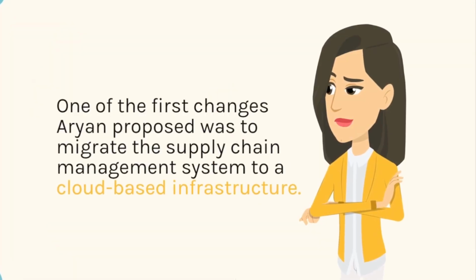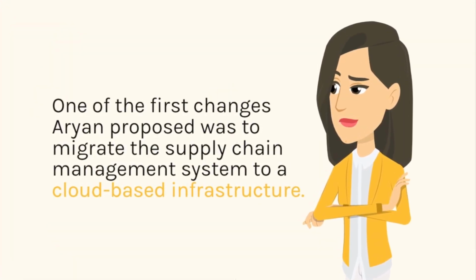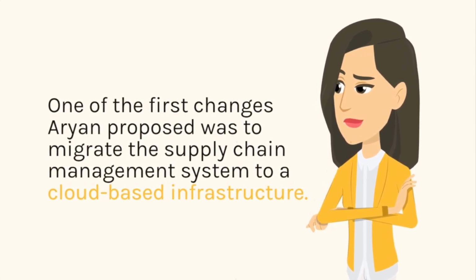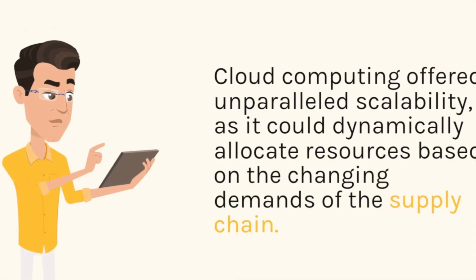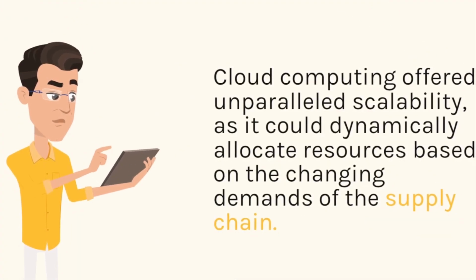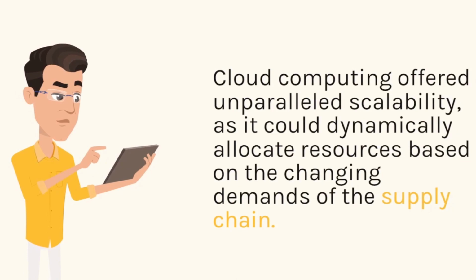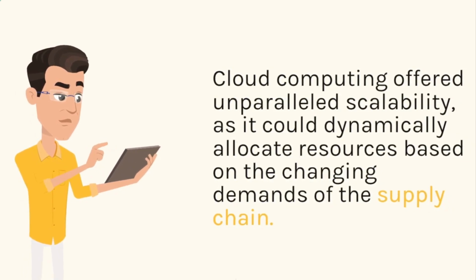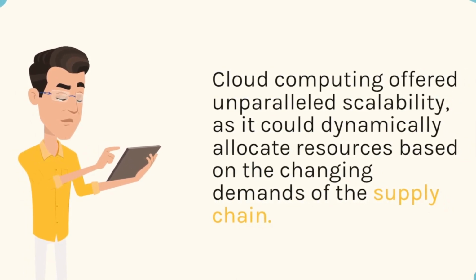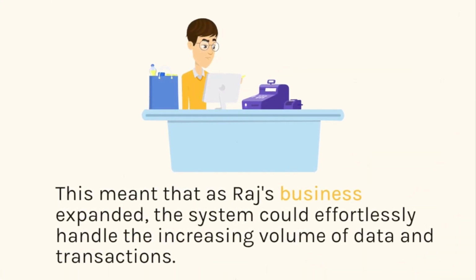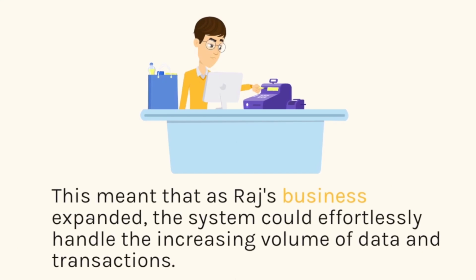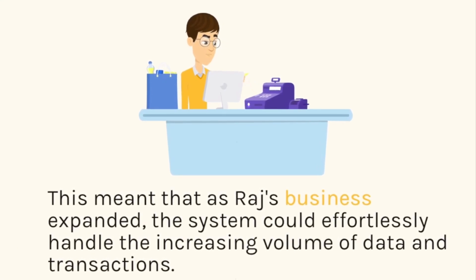One of the first changes Aryan proposed was to migrate the supply chain management system to a cloud-based infrastructure. Cloud computing offered unparalleled scalability, as it could dynamically allocate resources based on the changing demands of the supply chain. This meant that as Raj's business expanded, the system could effortlessly handle the increasing volume of data and transactions.